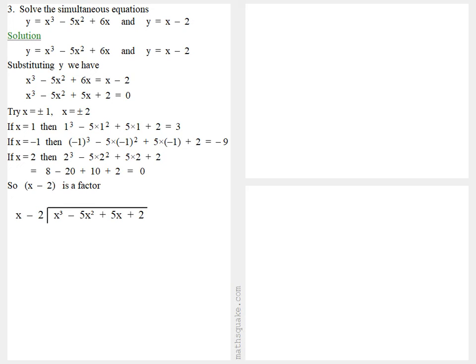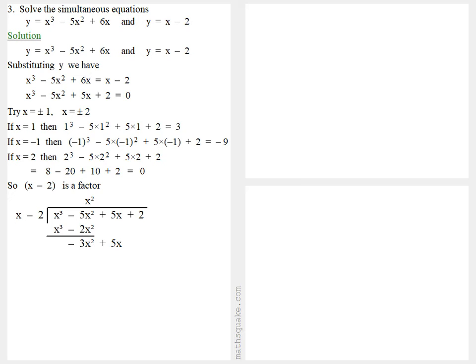That means we can divide by x minus 2. And to do this, we do x into x cubed, which is x squared. We multiply by x squared. X squared times x minus 2 is x cubed minus 2x squared. We subtract, and that leaves minus 3x squared. Then we bring down the 5x.